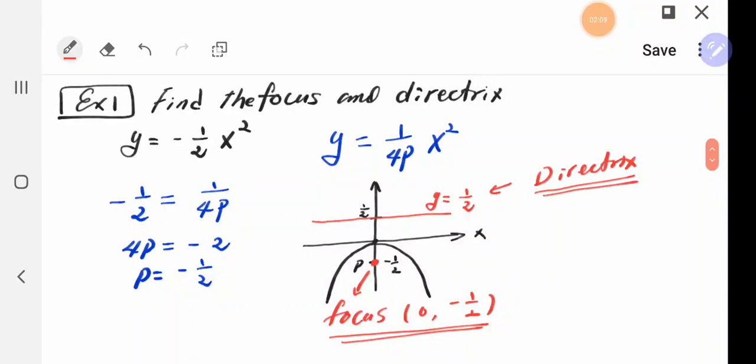Okay. So it's not really difficult. What you have to do is set an equation so that the leading coefficient is equal to 1 over 4p. Then solve for p. Then that is the focus. And the focus is always inside the parabola, and the directrix is outside the parabola.